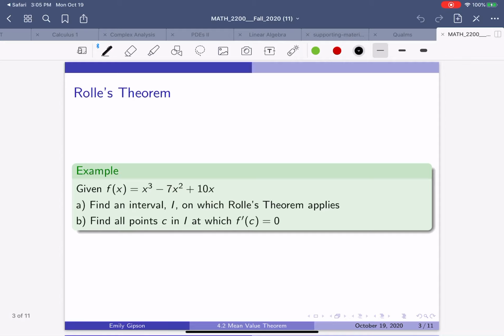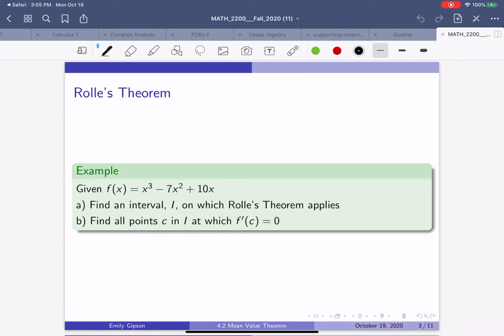Let's start with an example. Given f(x) equals x cubed minus 7x squared plus 10x, first find an interval I on which Rolle's theorem applies, and then find all the points c within I at which f'(c) equals 0. So let's get started.